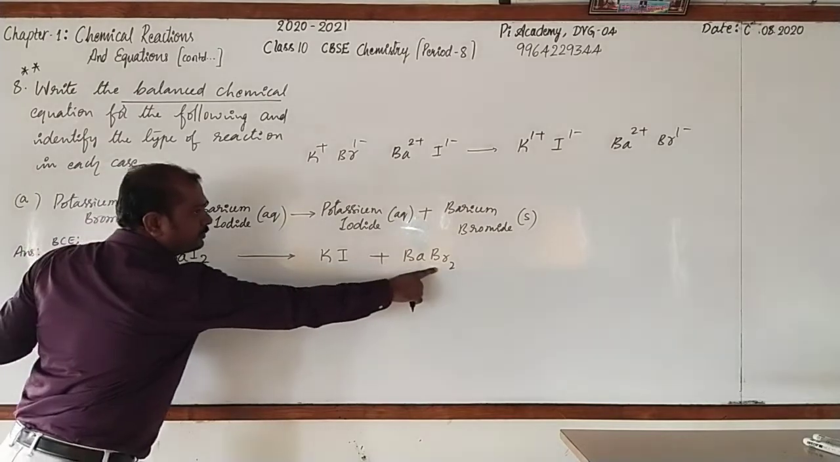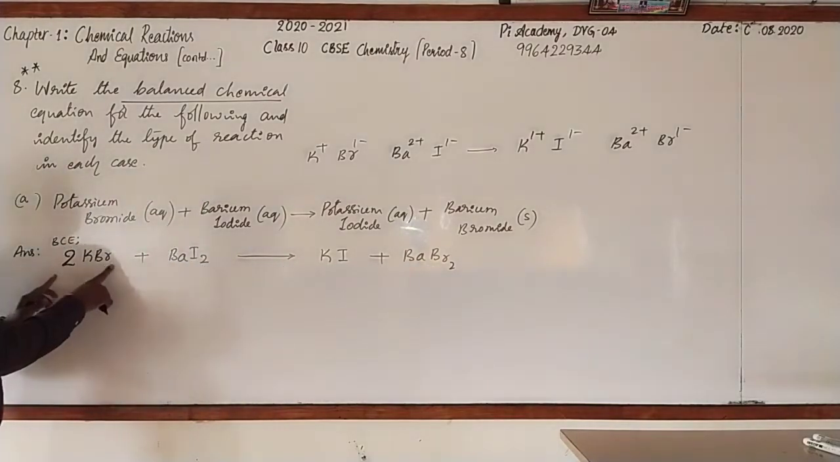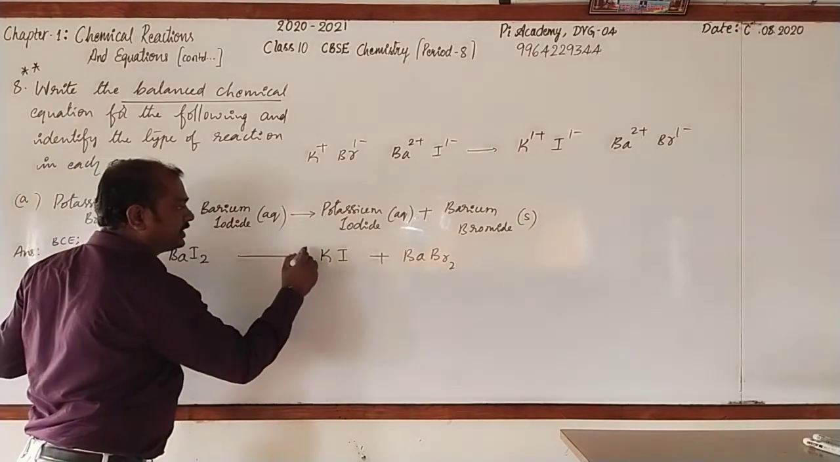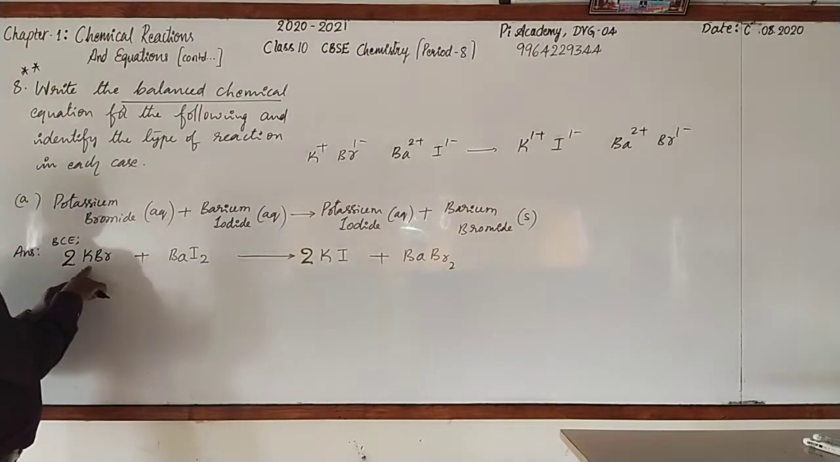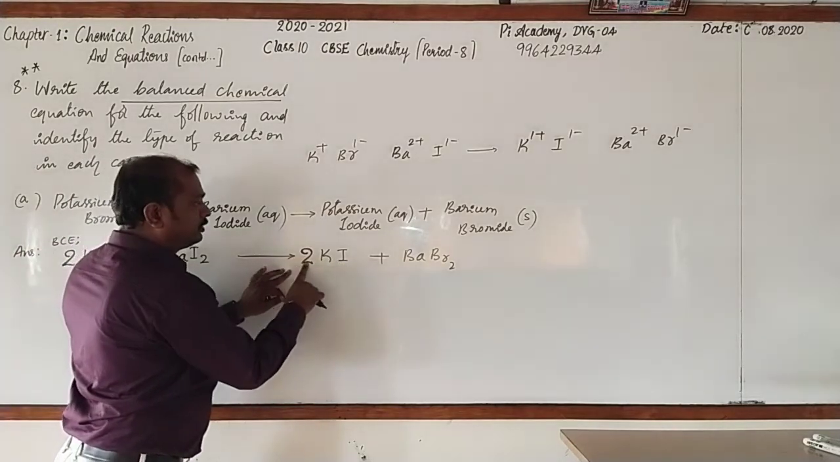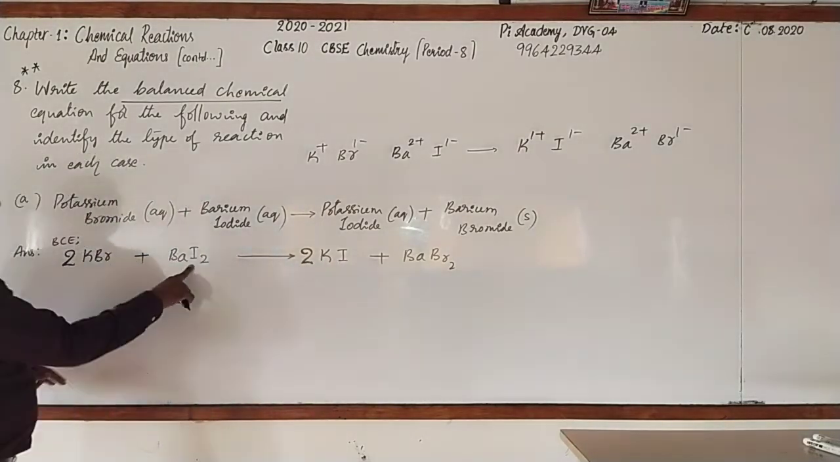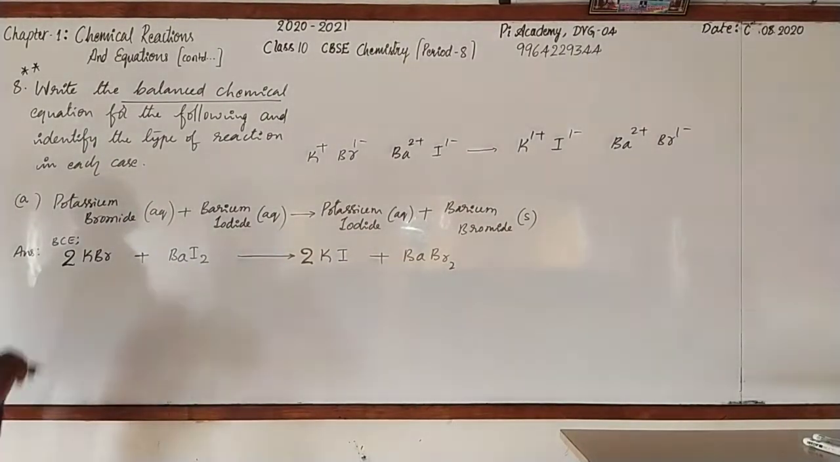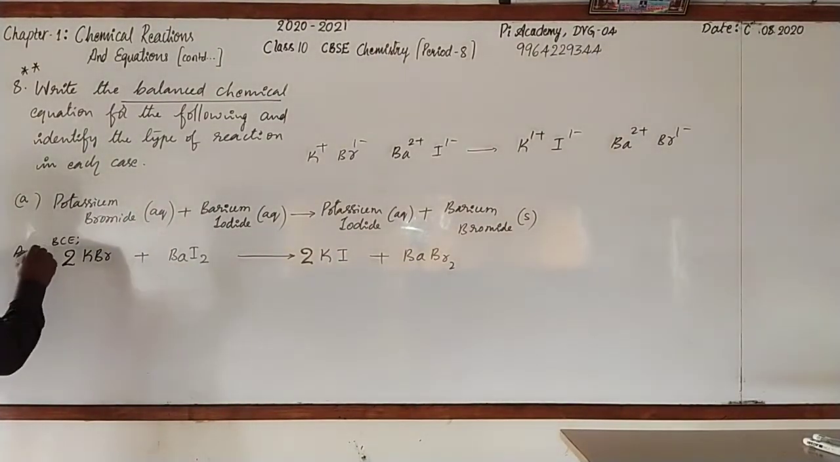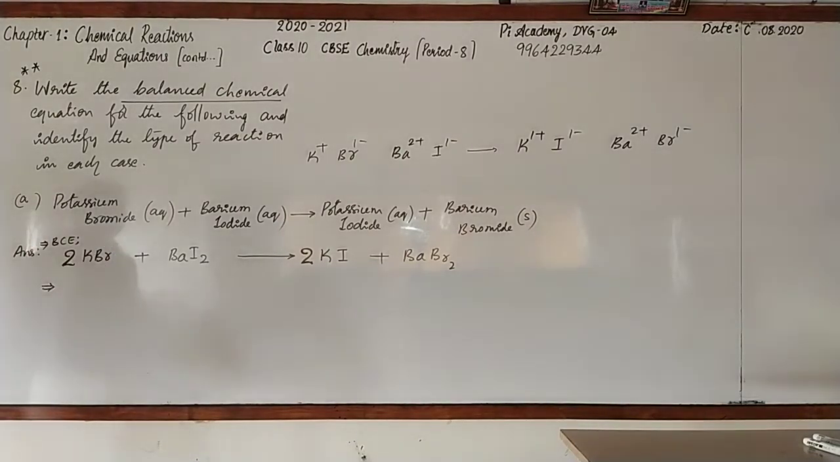See, 2 atoms of bromine, 2 atoms of bromine. 2 atoms of potassium, here 1 is there, hence I'll multiply by 2. So, potassium is balanced. Iodine, 2 atoms of iodine, here 2 atoms of iodine. Barium 1, barium 1. So, it is a balanced chemical equation. We have answered the first one. Next one. They have asked, what type of chemical reactions are these two? Observe here.